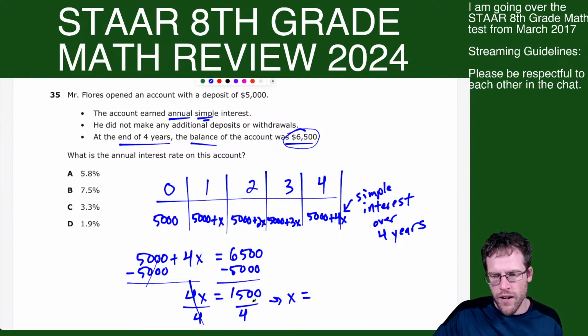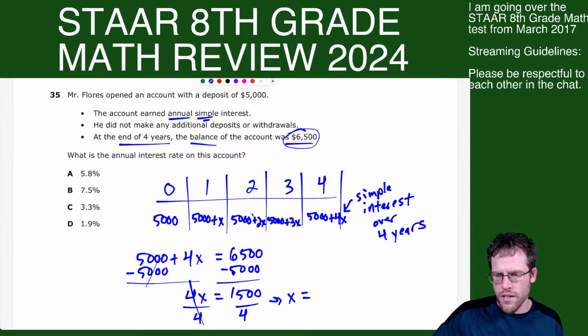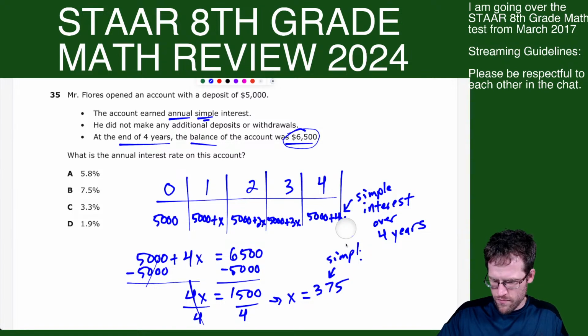And if we do 1,500 divided by 4, at some point we're just going to use a calculator anyway, so might as well just use it now. 1,500 divided by 4 is 375. So this tells us that Mr. Flores is making $375 in simple interest per year. Okay, so you can even see, if you just did 5,000 plus 375 plus 375 plus 375 plus 375, you get this. So this is the simple interest per year.